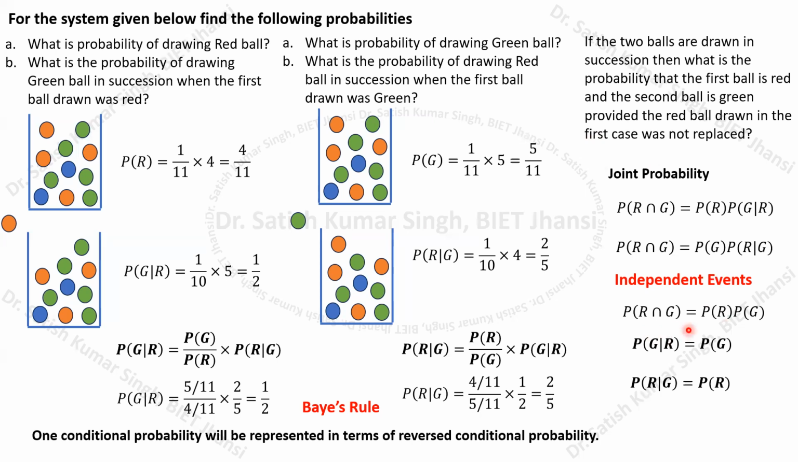So normally you can see that this conditional probability P(G given R) is equal to P(G), okay, in the case of independent events. And similarly, P(R given G) is again equal to P(R) because it is independent events, okay. The ball is again replaced into the container and therefore it should not be a conditional probability. So I hope you must have understood something.